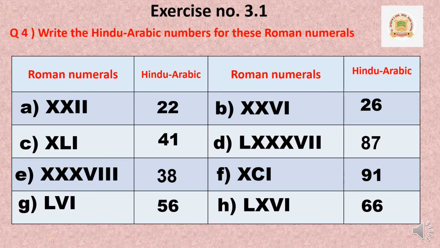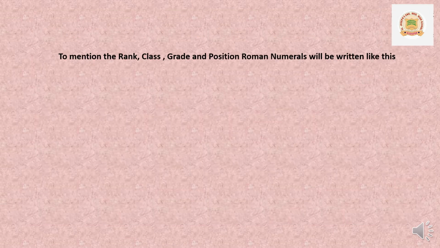Okay. So by this, children, we have completed our lesson. But before closing this, I want to tell you, we even use Roman numerals to mention the rank, class, grade or position. Rank means in the class who is first rank, second rank, we tell in the results, no. Class means which standard, third standard, fourth standard, fifth standard, like this you say. And also grade, first grade, second grade, position, first place, second place. To mention this, we use the Roman numbers.